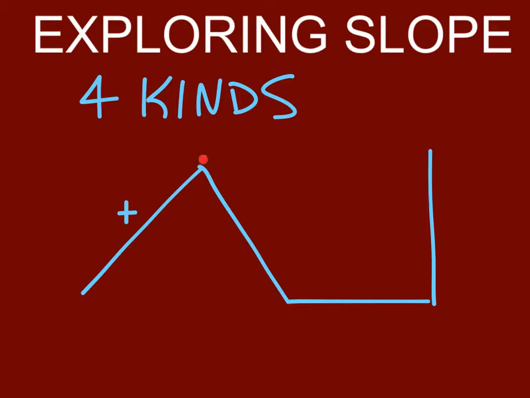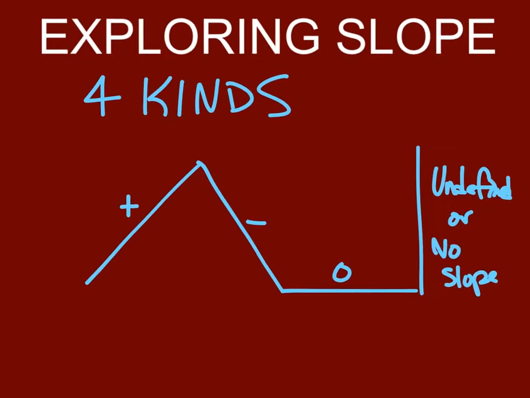If I have a line going down to the right in this direction, it's going to be negative. If I have a line that goes straight across, okay, that's horizontal, that has zero slope. If I have a line that goes straight up and down, this is what we call undefined or no slope.